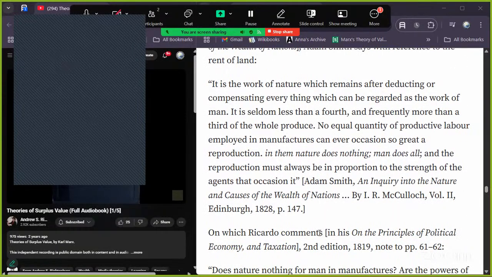In Book 2, Chapter 5, of his An Inquiry into the Nature and Causes of the Wealth of Nations, Adam Smith says, with reference to the rent of land, quote, "It is the work of nature which remains, after deducting or compensating everything which can be regarded as the work of man. It is seldom less than a fourth, and frequently more than a third, of the whole produce. No equal quantity of productive labor employed in manufactures can ever occasion so great a reproduction. In them, nature does nothing, man does all, and the reproduction must always be in proportion to the strength of the agents that occasion it."